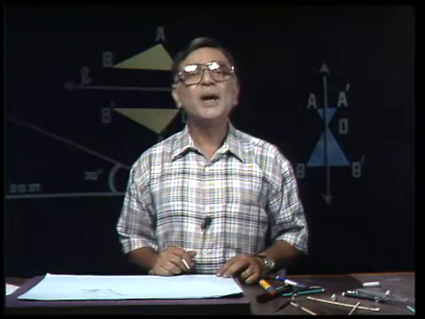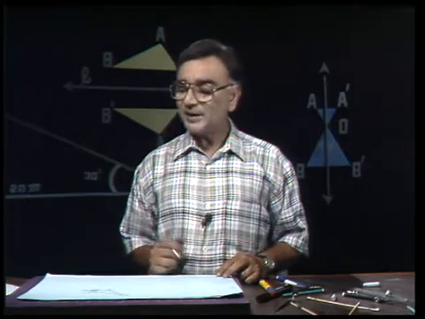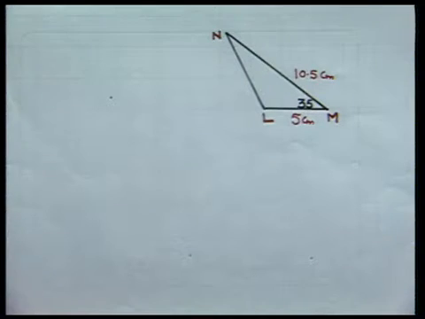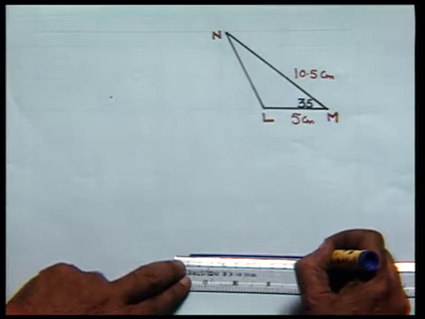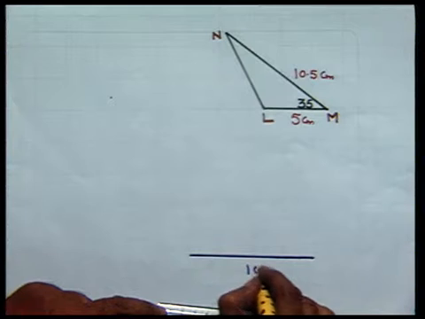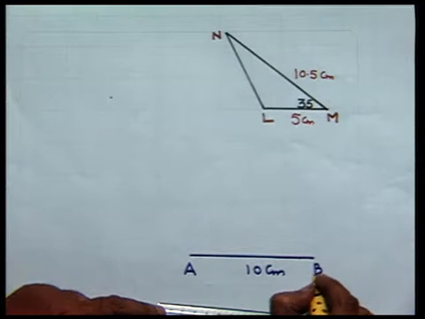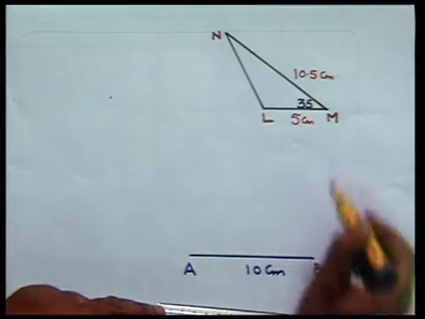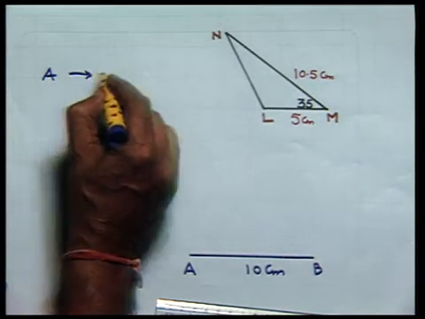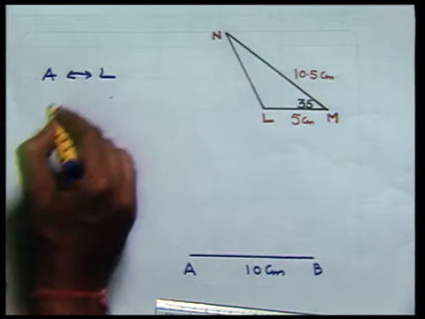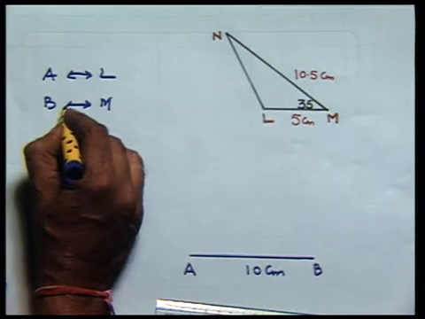Is there any other way by which we can see that the triangles are similar or not? Now, here I am taking a triangle LMN. So, here first of all I draw a line, and AB I have drawn is 10 centimeters. This point I name as A and this point I name as B. So, here A is corresponding to L and B is corresponding to M.